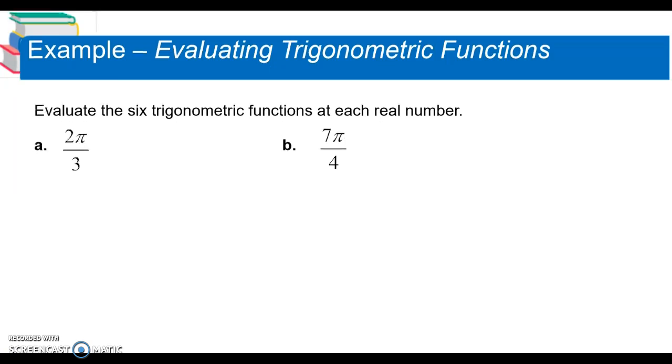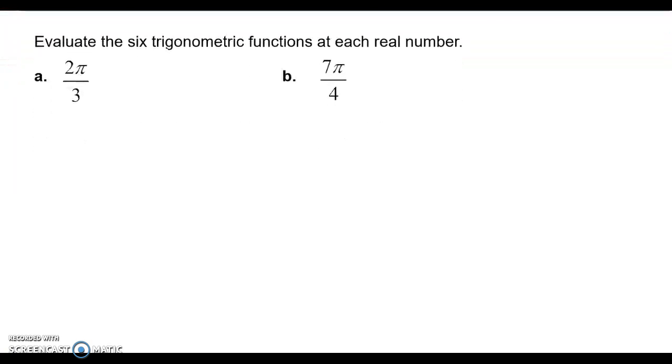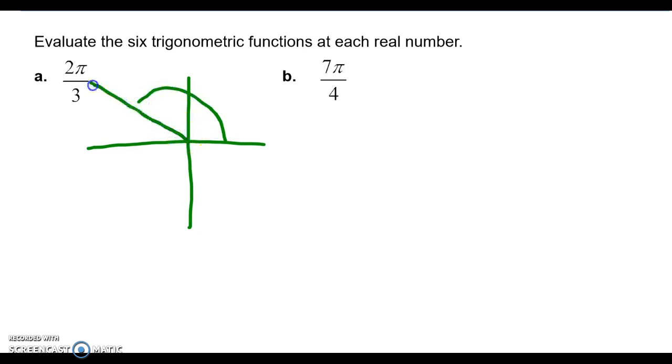Okay, I don't think I'll have time to do both of these examples, but let's do part A, evaluate the 6 trig functions for each real number. I'm a very visual person, and so I'm just going to draw a picture. It helps me emphasize what quadrant I'm in. I'm going to rotate my initial ray 2 pi over 3 radians, which I know puts me in the second quadrant. I'm going to think about what my reference angle is. That would be pi over 3, or 60 degrees.